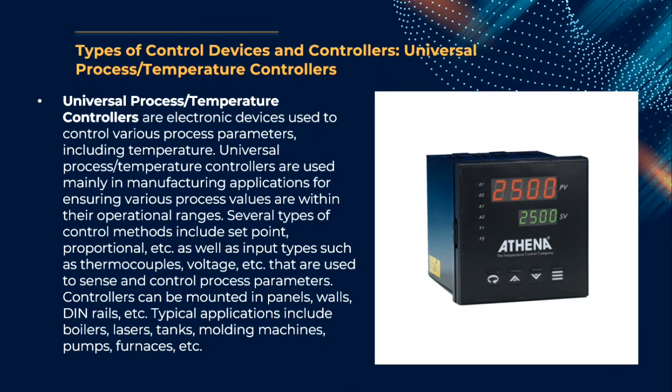Universal process or temperature controllers are electronic devices used to control various process parameters, including temperature. Universal process or temperature controllers are used mainly in manufacturing applications for ensuring various process values are within their operational ranges. Several types of control methods include set point, proportional, etc., as well as input types such as thermocouples, voltage, etc., that are used to sense and control process parameters. Controllers can be mounted in panels, walls, DIN rails, etc. Typical applications include boilers, lasers, tanks, molding machines, pumps, and furnaces, etc.